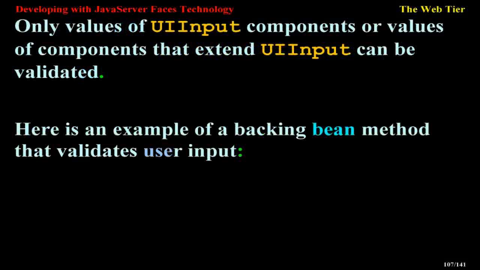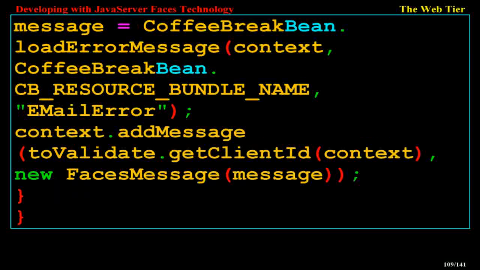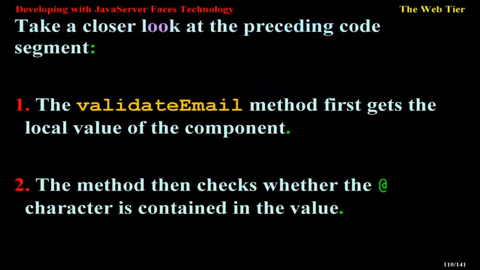Here is an example of a backing bean method that validates user input. public void validateEmail(FacesContext context, UIComponent toValidate, Object value) { String message = ""; String email = (String) value; if (!email.contains("@")) { ((UIInput) toValidate).setValid(false); message = CoffeeBreakBean.loadErrorMessage(context, CoffeeBreakBean.CB_RESOURCE_BUNDLE_NAME, "EMailError"); context.addMessage(toValidate.getClientId(context), new FacesMessage(message)); } }. Take a closer look at the preceding code segment.